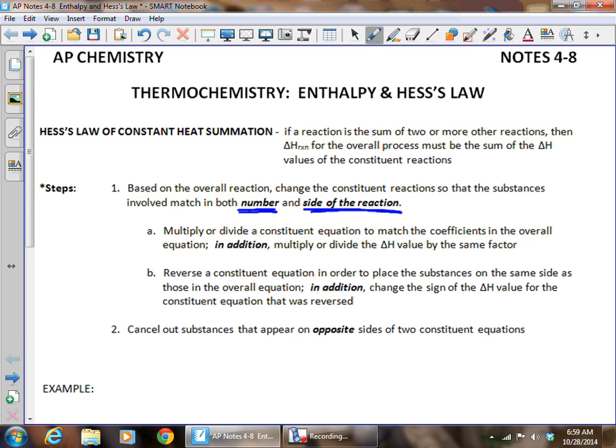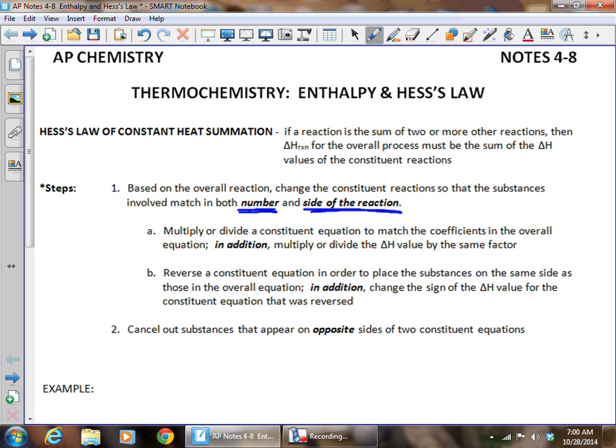We're going to multiply or divide a step reaction to match the coefficients. And when we do, we're going to have to multiply or divide the heat of reaction value by the same factor. If we reverse a constituent or step equation, then we're also going to have to change the sign of the delta H value for the constituent equation. Last thing we're going to do is cancel out substances that appear on opposite sides of the two equations, or 3 or 4, depending on how many there are.